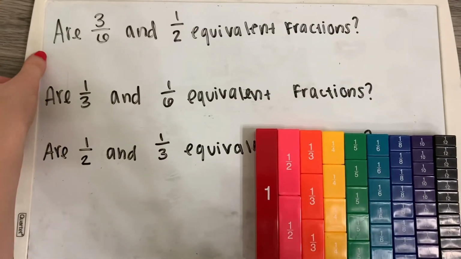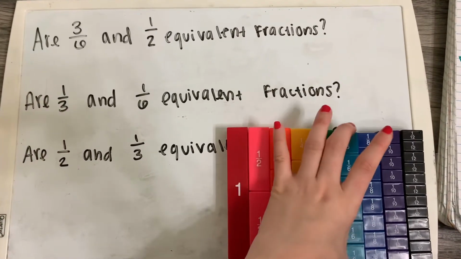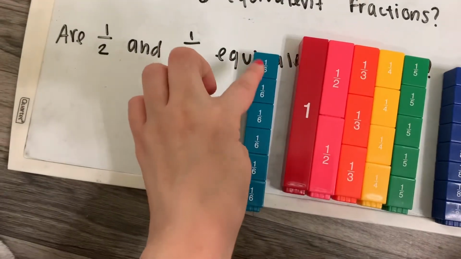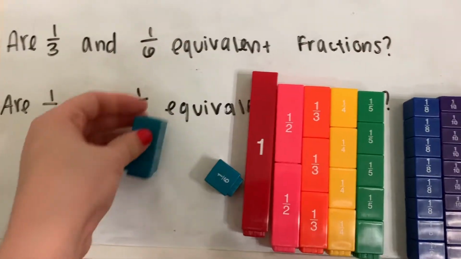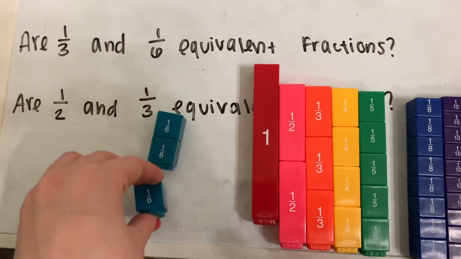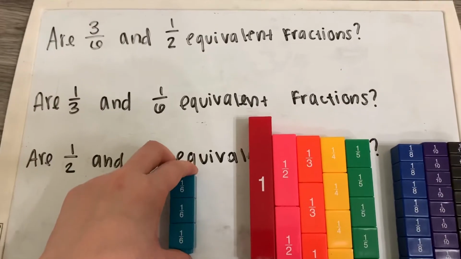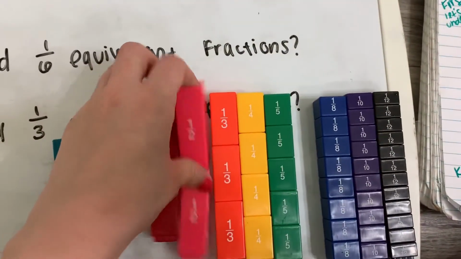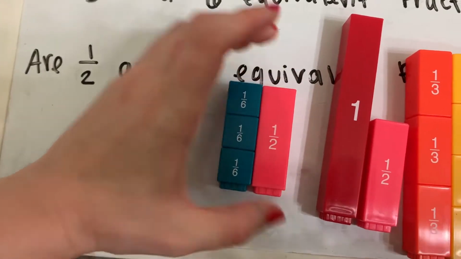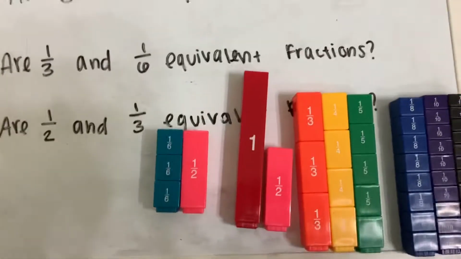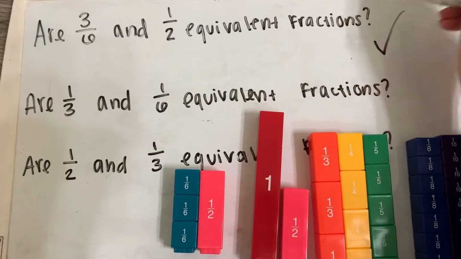So, question number 1 says, are 3/6 and 1/2 equivalent fractions? So first thing I'm going to do is grab 3/6. So we have 1, 2, 3. Now I'll grab 1/2 and I'll place these beside each other, and they look the same height to me. So yes, they are equivalent fractions. So I'm going to put a check mark right here.